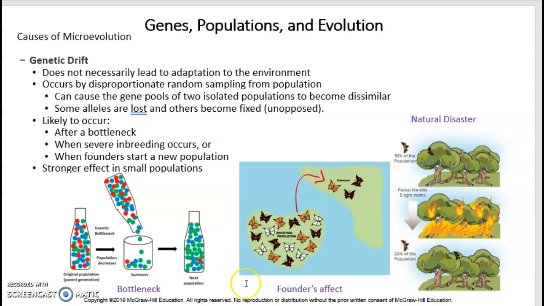There's also something called founder's effect, and that's going to be where just a few individuals may leave a population and go colonize another environment. When that happens, there's just a small assortment of the alleles represented in this new population. So that's definitely changed both of these allele frequencies, both the ones that have left and the ones that were founded.